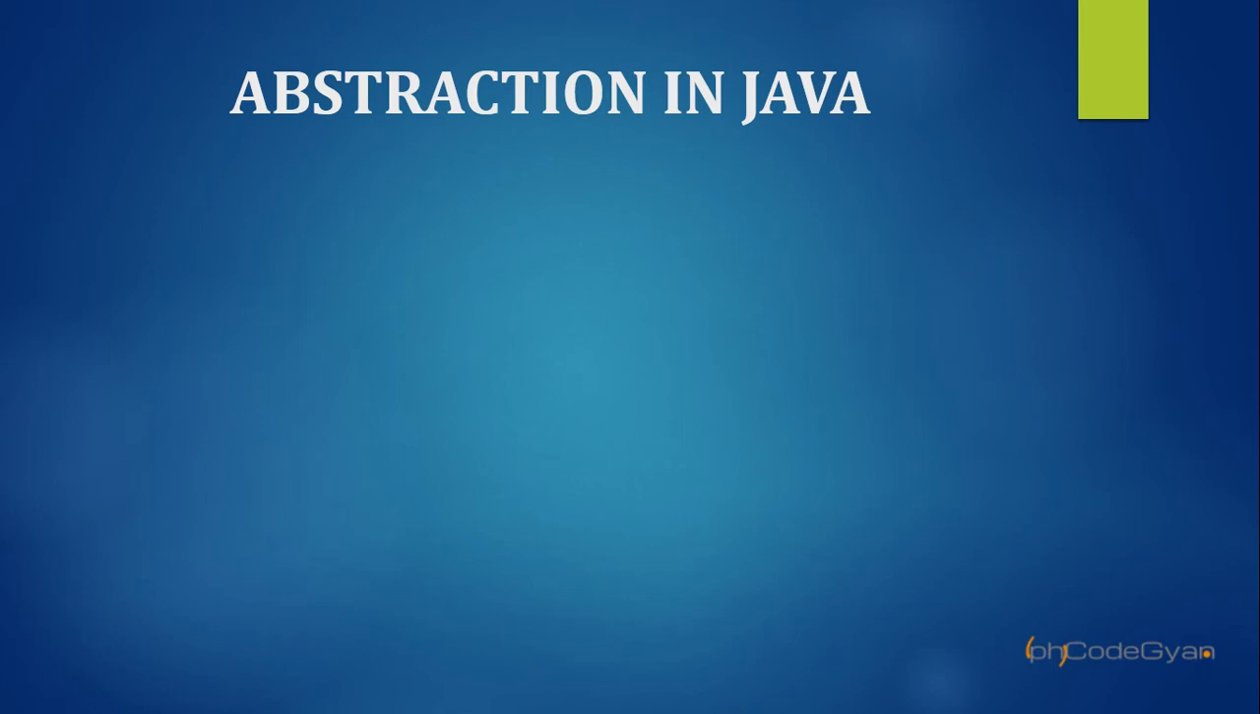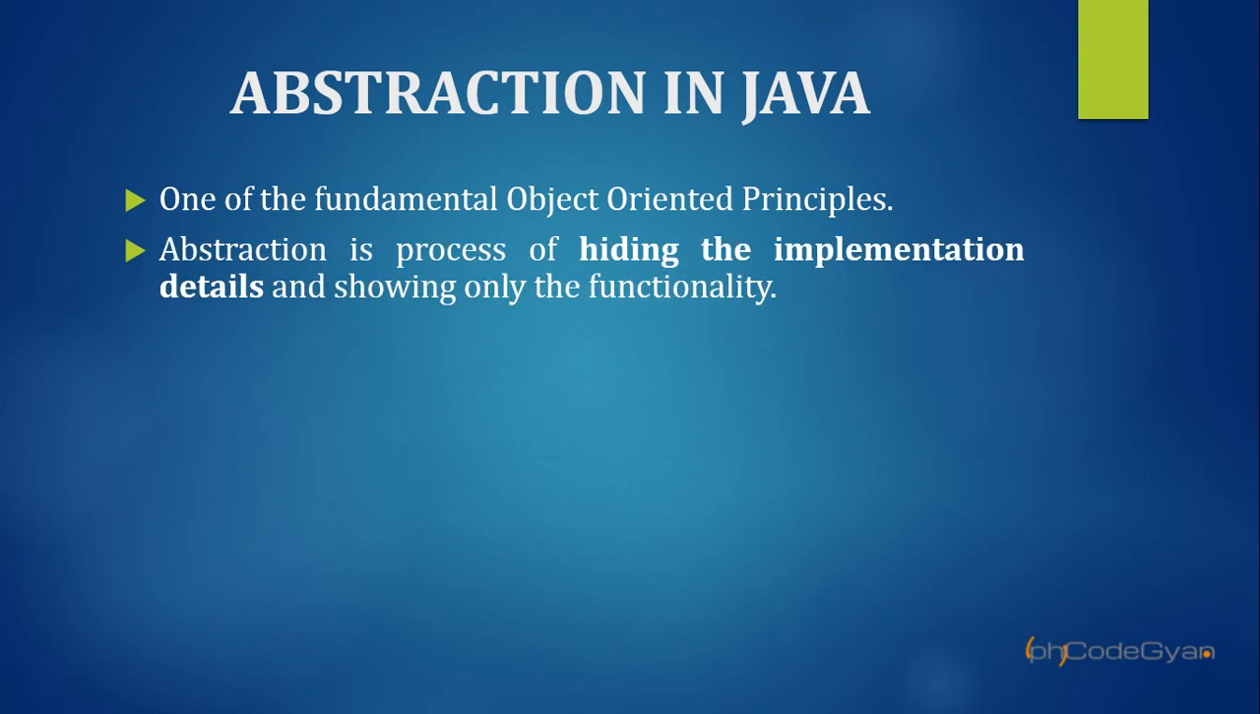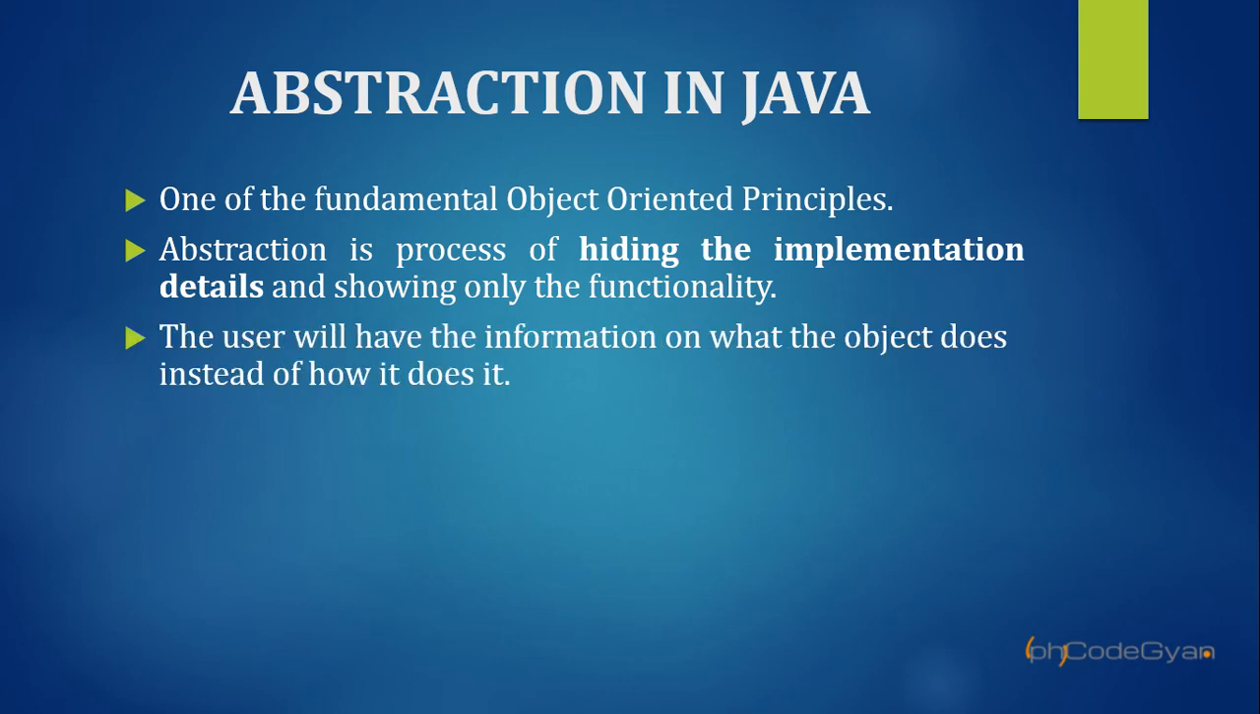Let's move on and understand now the abstraction in Java. Abstraction, as we all know, is one of the fundamental object-oriented principles. It is a process of hiding the implementation detail and showing only the functionality. As we have read earlier also, abstraction is a process where we expose only the essential features, and the same is in Java. We expose only the functionality to the user rather than how it is implemented. The user will have the information of what the object does instead of how it does.